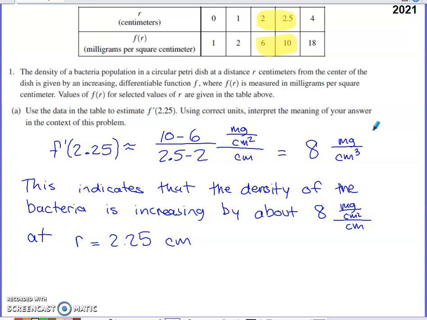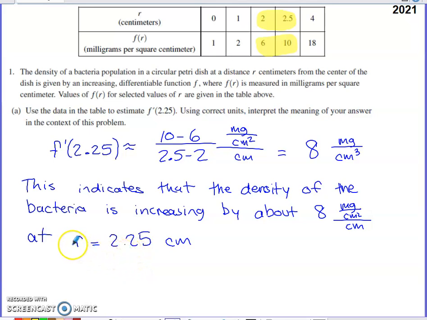We also want to use the units and interpret what it means within the context. So this is the instantaneous rate of change of the density of the bacteria at the radius 2.25. The way that I put together my interpretation statement is that because this is positive, the density of the bacteria is increasing by about, and I use the word about here because the actual rate of change would be the exact value of f prime of 2.25, but we've estimated f prime of 2.25. We didn't have the capability of finding it exactly. So the density of bacteria is increasing by about 8 milligrams per centimeter squared per centimeter at r equals 2.25.